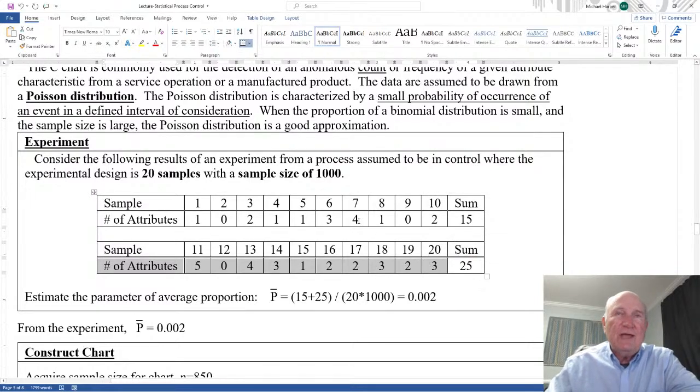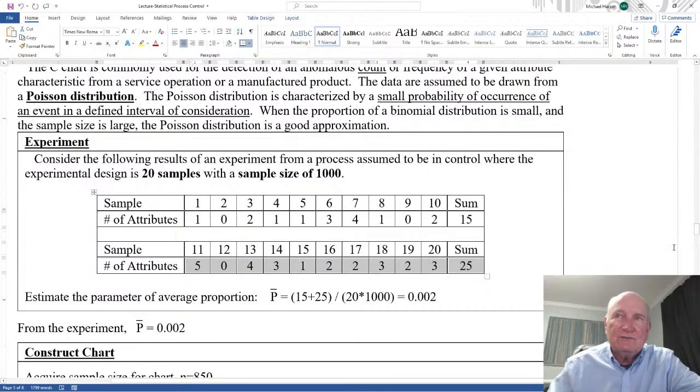Now notice, out of 1,000, I have 1 out of 1,000. The next 1,000, I have 0. This one I have 2 out of 1,000, 1 out of 1,000, 3 out of 1,000, 4 out of 1,000. Here's the biggest, 5 out of 1,000. Here's 0 out of 1,000. So that's a really small probability. They're very, very small. I add up my attributes.